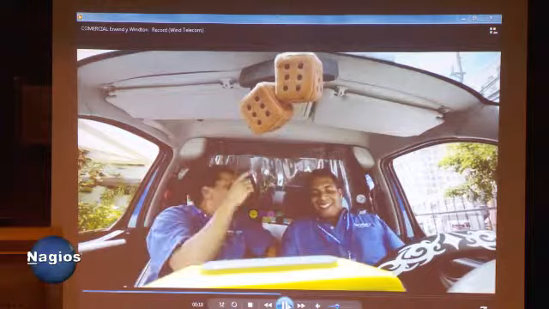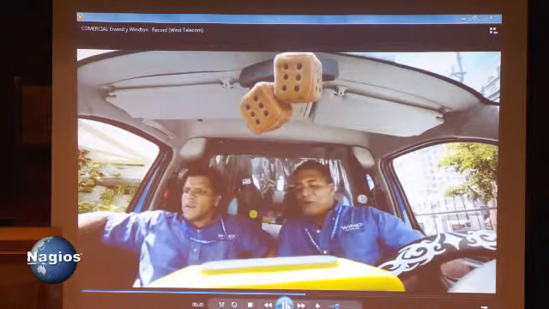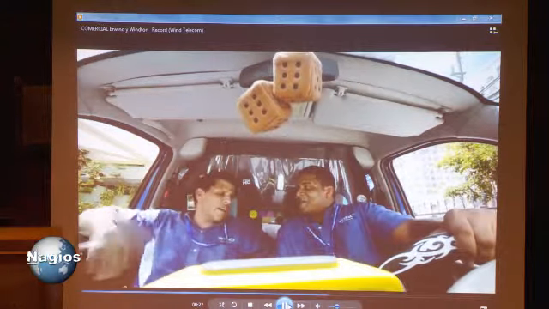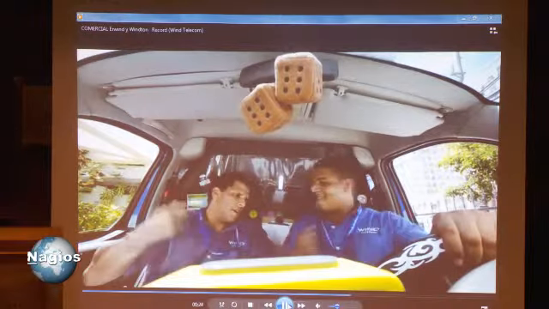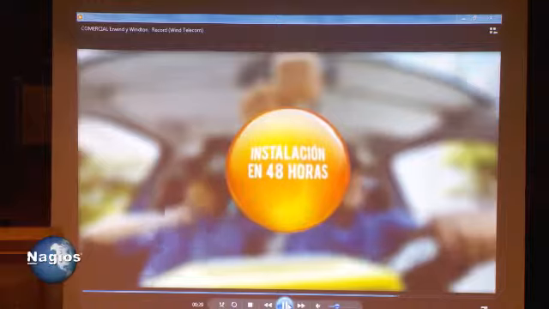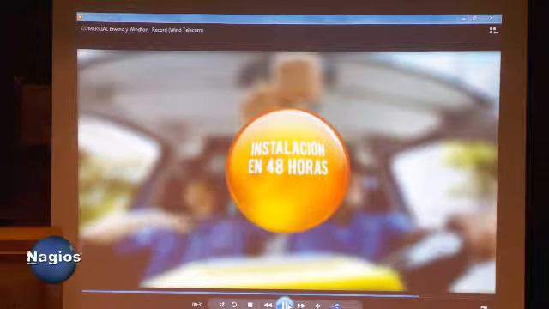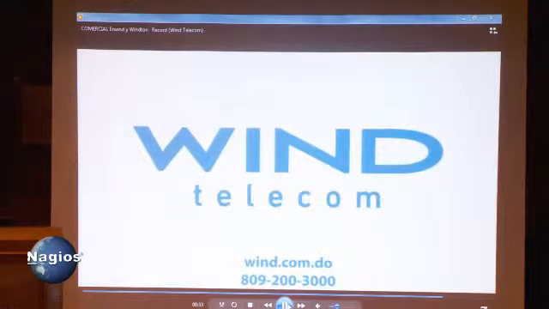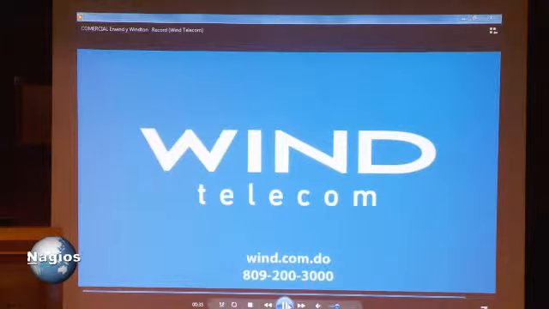Güey, tú eres el monstruo. No. Tú eres el monstruo. Tú eres el monstruo, güey. Déjate de eso. Sí, es verdad, yo soy un monstruo, ¿verdad? Toma. Prende. Nuestro compromiso es brindarte el servicio de instalación más rápido del mercado. Wind Telecom. Siente tu libertad.